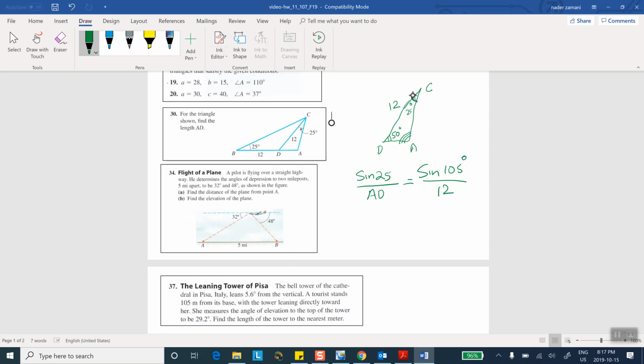So I've used this edge and the angle facing it, and I've used that edge and the angle that's facing it, and this is what we get. So AD becomes equal to 12 sine of 25 degrees, don't forget the degrees here, over sine of 105. Now I have to go to my calculator. So let's go to the calculator here.